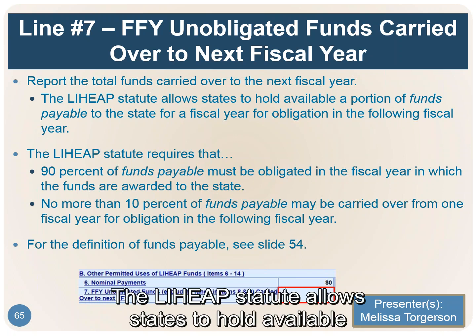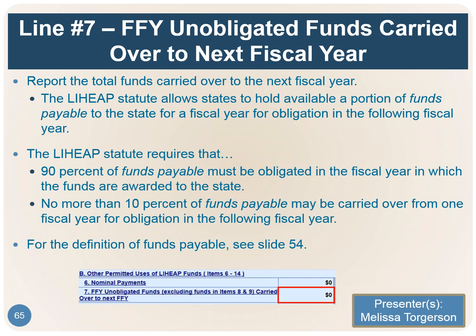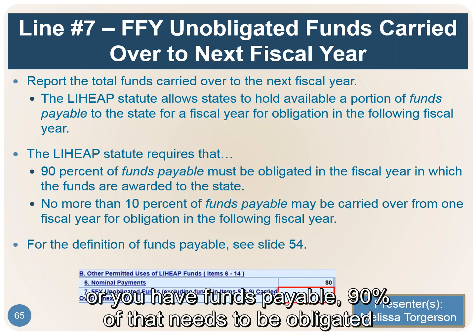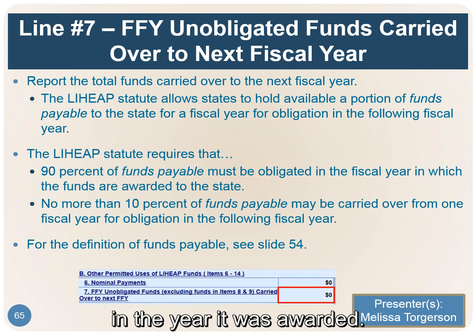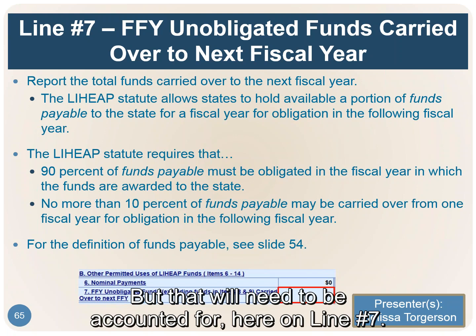The LIHEAP statute allows states to hold available 10% of unobligated funds. So in other words, when you get an allocation or you have funds payable, 90% of that needs to be obligated in the year it was awarded. In the following year, you can obligate the remaining 10%. But that will need to be accounted for here in line 7.